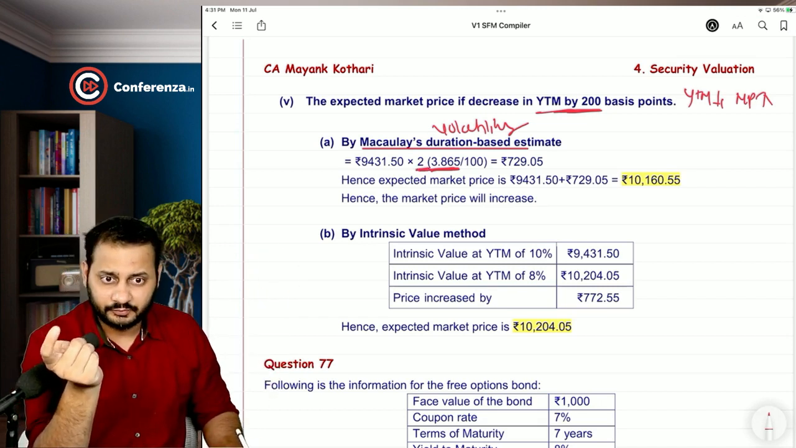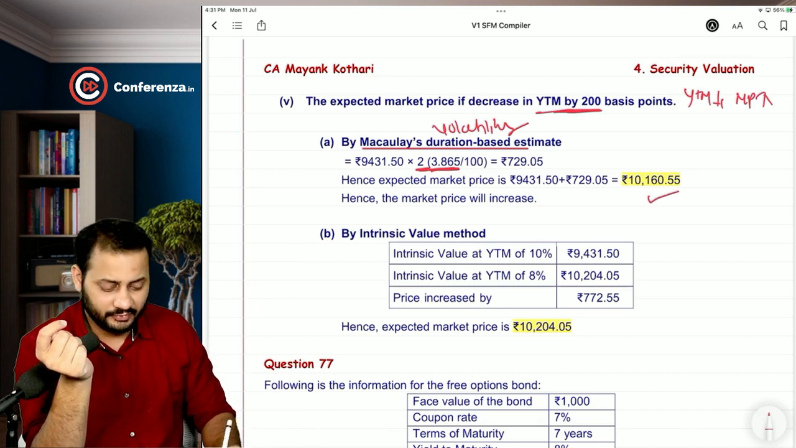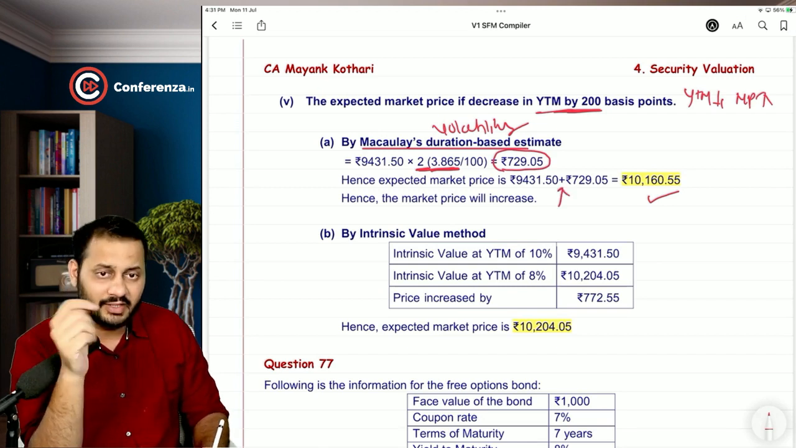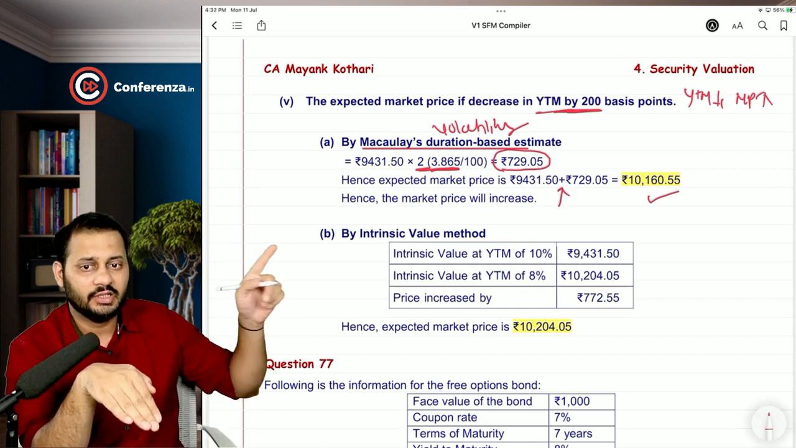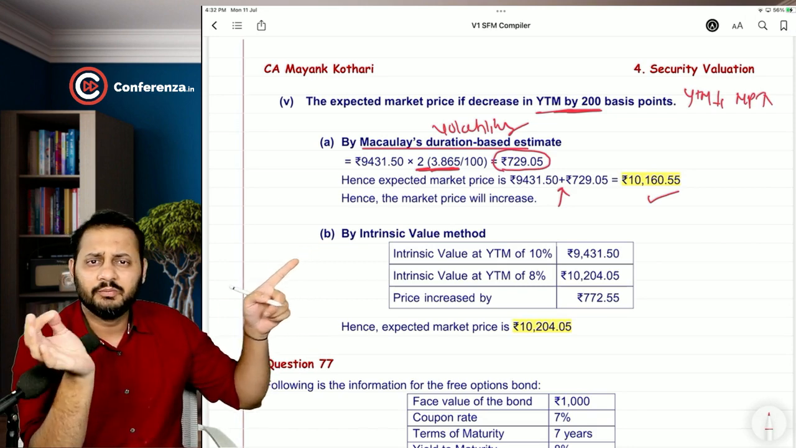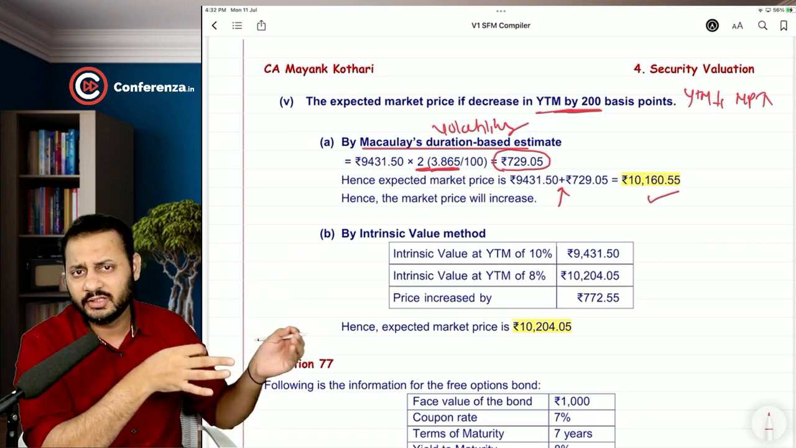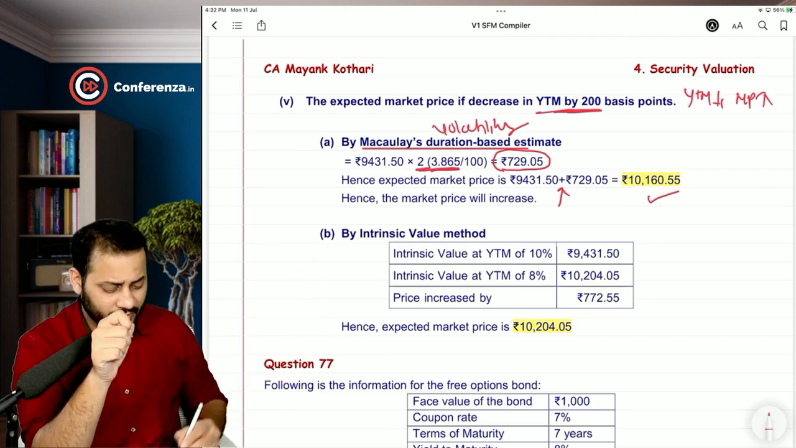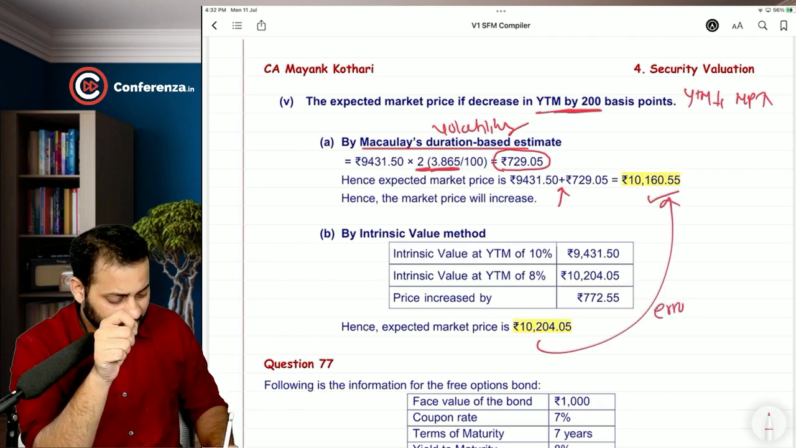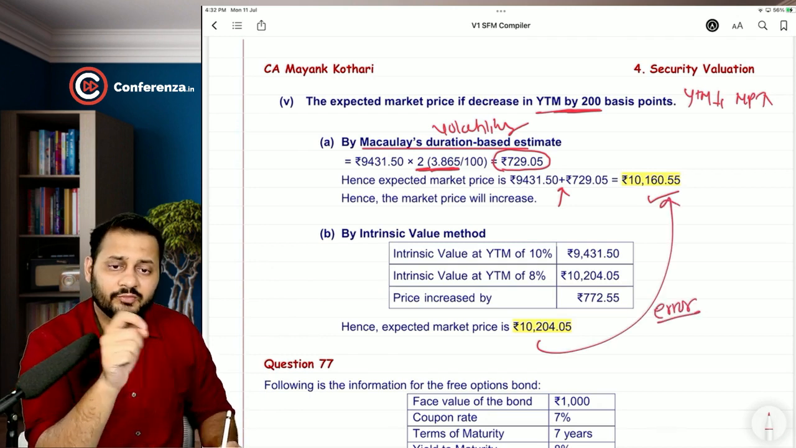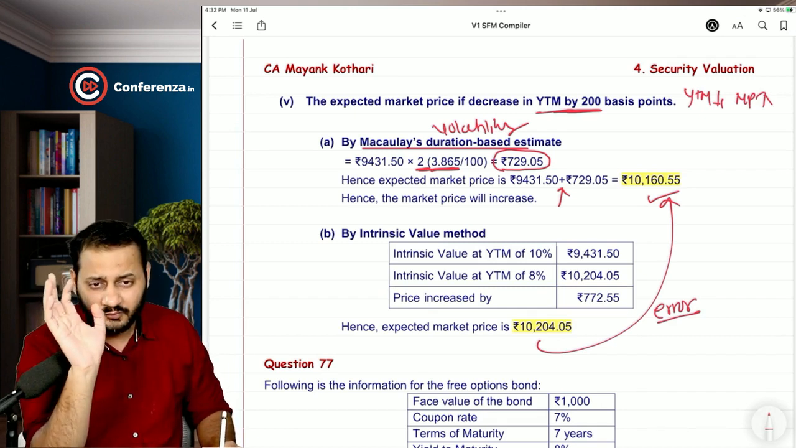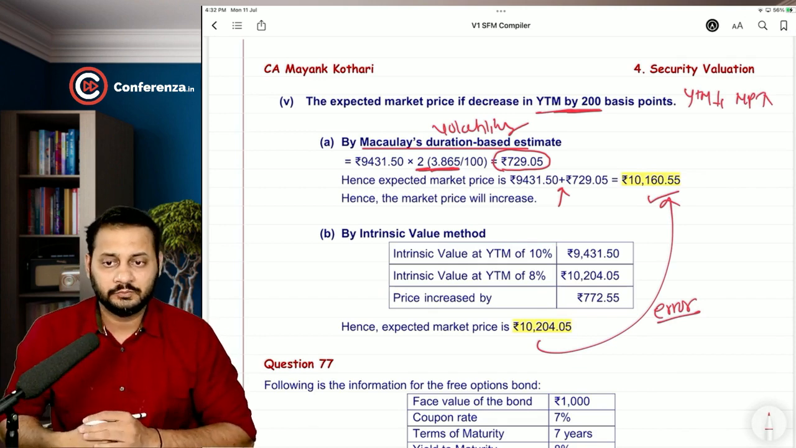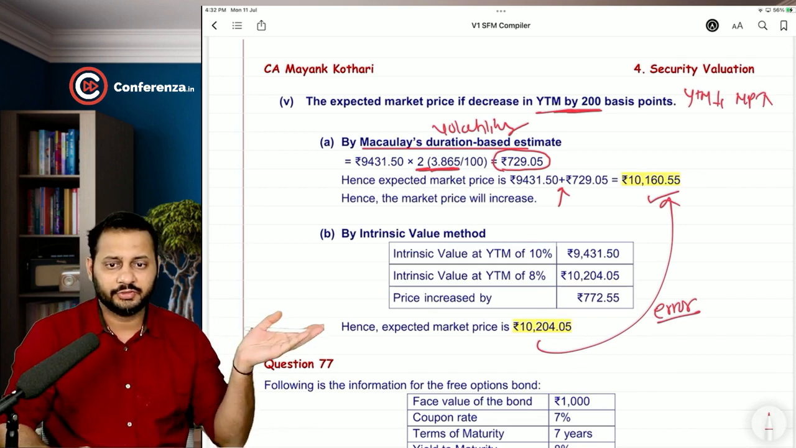3.865 into 2. This is going to be 10160.55. It says that the market price should increase by 729. Increase, why? Because YTM is falling, so the market price will rise. By the intrinsic value method, meaning the simple interest into present value annuity factor plus redemption value into present value factor, the real method, you can say, the real value is 10,204. The difference between these two is called the error. And that error is mostly solved by the convexity method. So the expected market price should be 10,204.